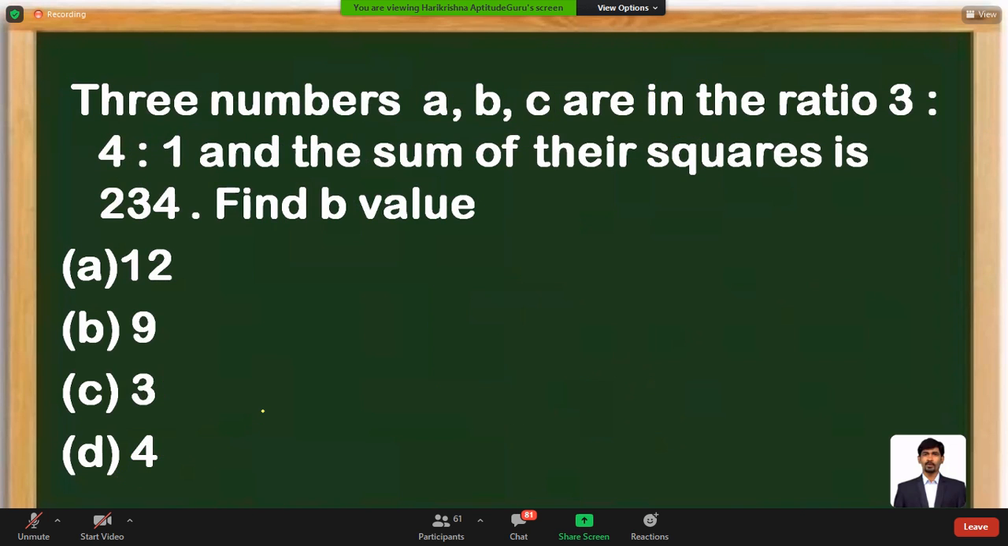Look at the next question available on the screen. So three numbers are in the ratio of 3:4:1. Sum of their squares is equal to 234. What is the value of B is the question.